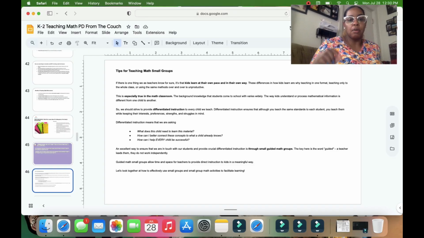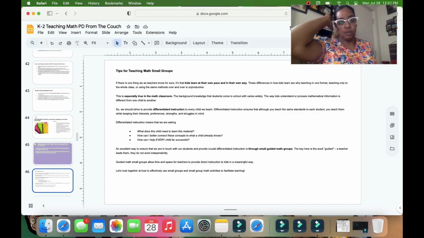Tips for teaching small math groups. If there's one thing that we as teachers know for sure, it's that kids learn at their own pace in their own way. This is especially true in the math classroom. The background knowledge the students come to school with varies, and of course they're on different progress levels.